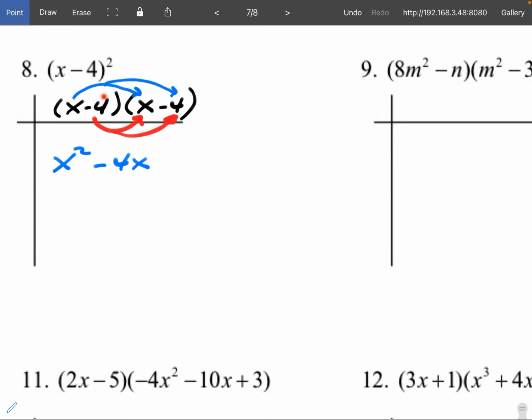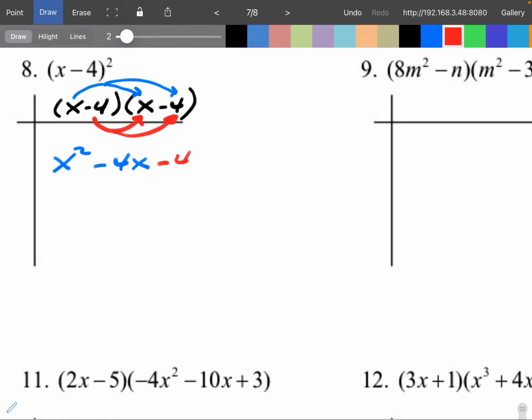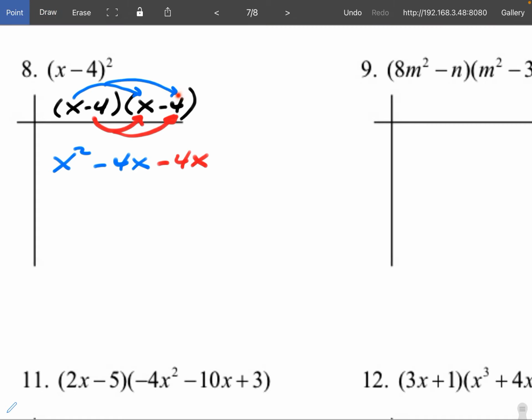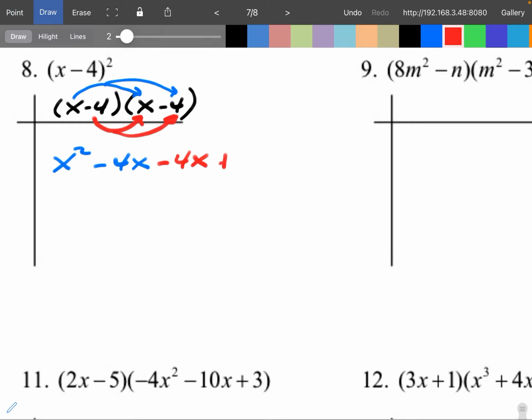All right, then we got to do what we had in the red there. So in red, we've got the negative 4 times the x. What's that? You guys are quiet today. What's negative 4 times positive x? Negative 4x. Good, yeah, negative 4x. So we got a negative 4x. And then to finish it, we've got to do the negative 4 times the negative 4. Yep, good. That's a positive 16. So we write plus 16.